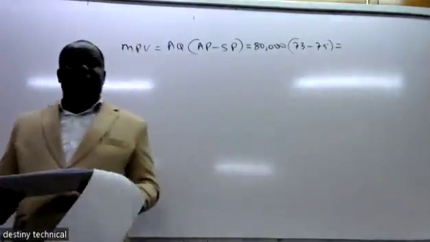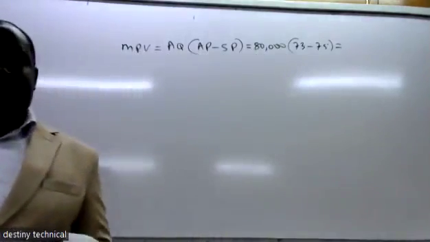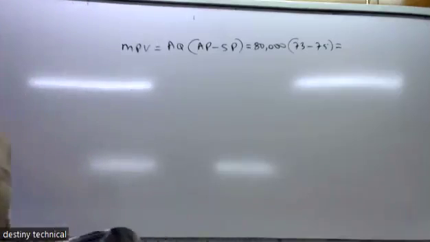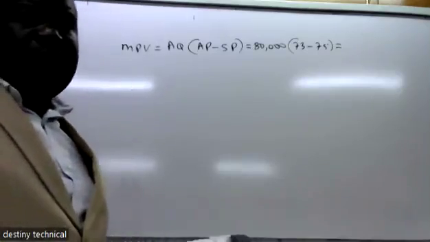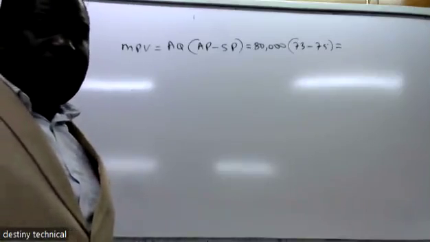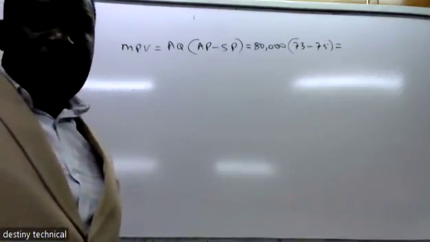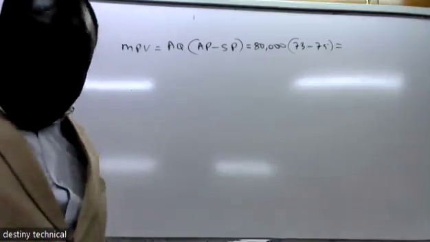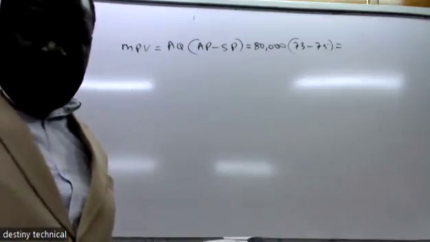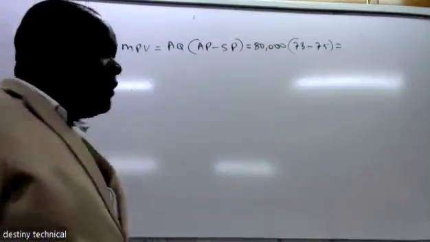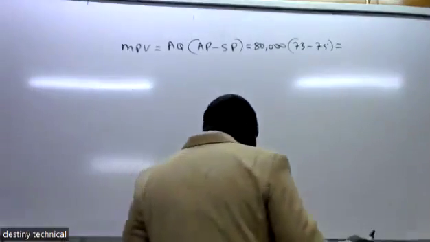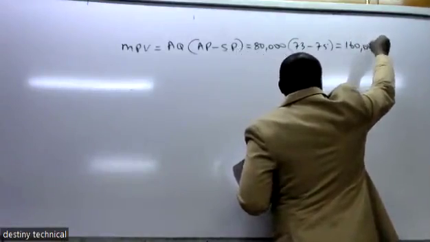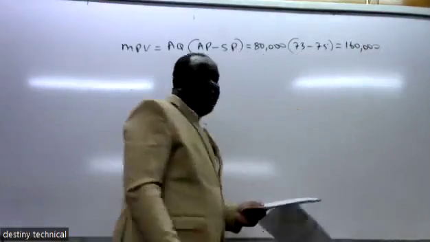In the process, we now get the variance. Calculate and give me the value. Which figure are you getting? You are getting 160,000.